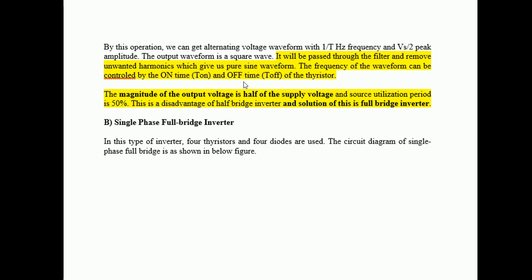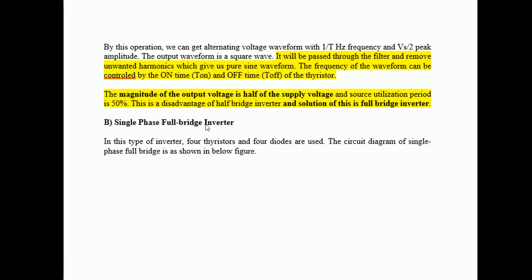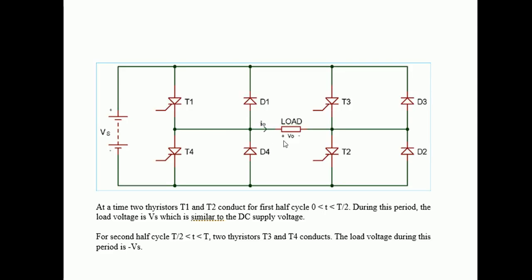Now comes the single phase full bridge inverter. Again, note that in the half bridge the output voltage is Vs by 2. This is the drawback: we are not getting the full voltage on the output side. In the full bridge inverter, we will get the full voltage on the output side. So this is a full bridge inverter.